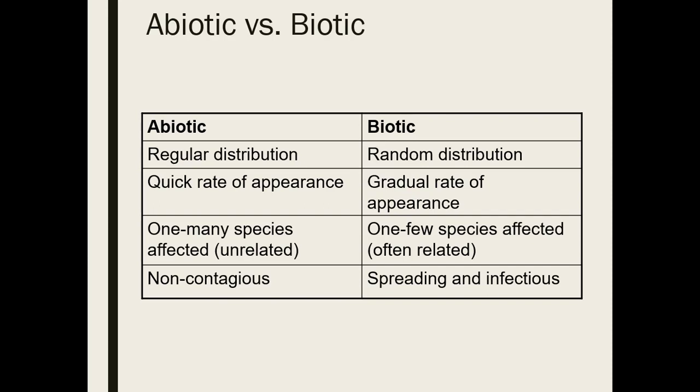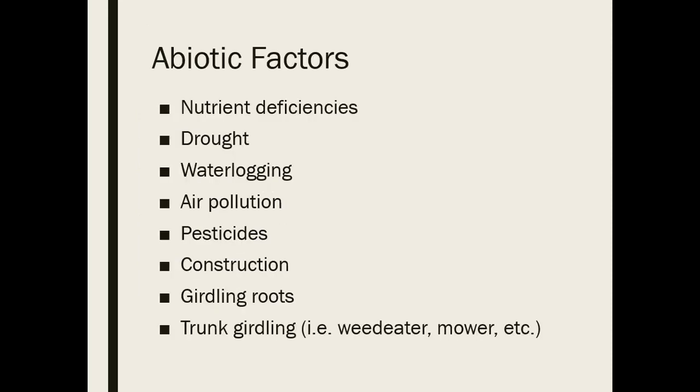So with abiotic problems, you're going to see a regular distribution throughout the plant. Quick rate of appearance, all of a sudden it happens. One to many species may be affected, and it's non-contagious, it does not spread. So some of the factors you may see are nutrient deficiency, drought, waterlogging, air pollution, pesticides, construction, girdling roots, trunk girdling.